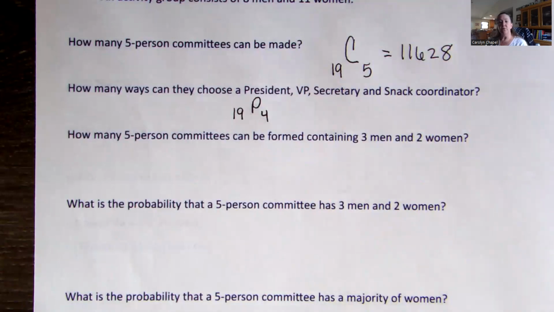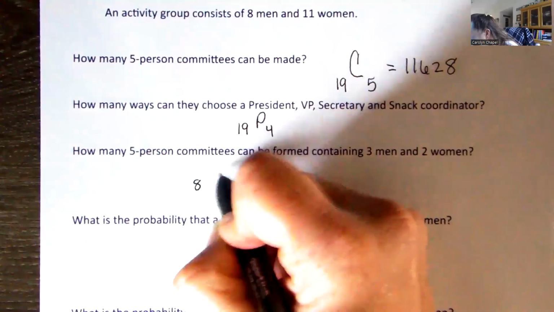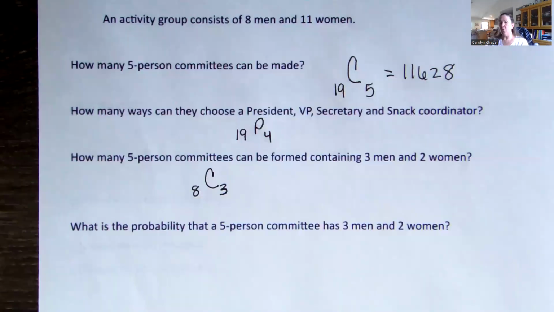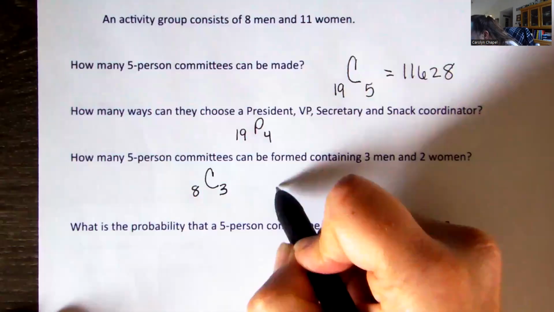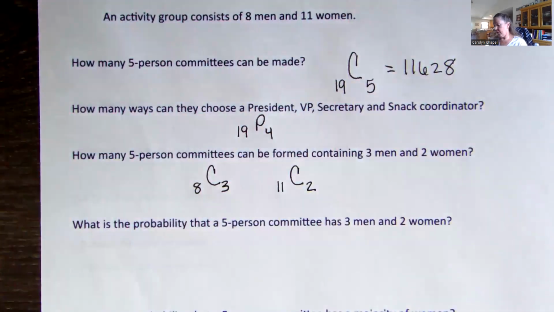So how many ways can we choose 3 men? Again, we're just picking them to be on a committee. So we had 8 men and we are choosing 3 of them to be on this committee. So that's the number of ways we can order or group these 3 men. We also have 11 women and we are going to choose 2 of them. Think of this as going back to the beginning of this video where we talked about we have tasks, and we have 2 tasks. We have to choose our men and we have to choose our women.